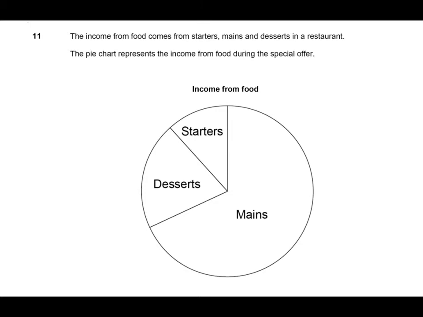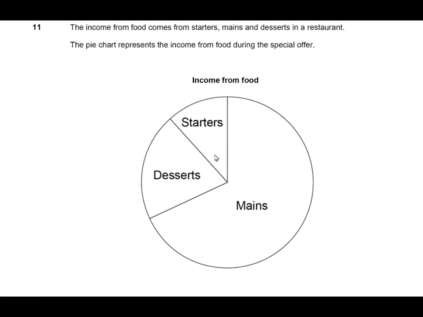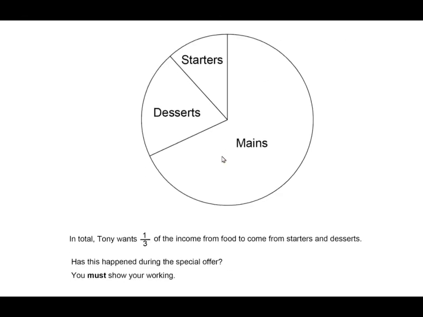Question 11 states that the income from food comes from starters, mains and desserts in the restaurant. The pie chart represents the income from food during this special offer. So we have starters, desserts and mains. Our question is, in total, Tony wants 1/3 of the income from food to come from the starters and the desserts. Has this happened during this special offer? So the question is, is this value here 1/3 of our pie?